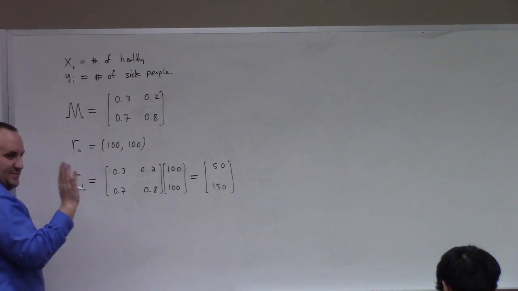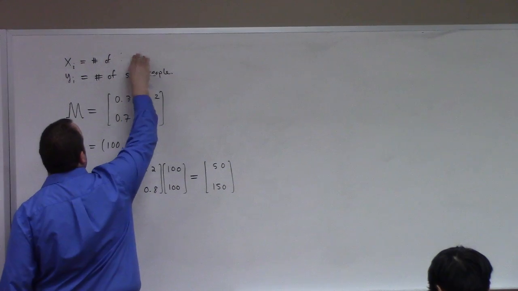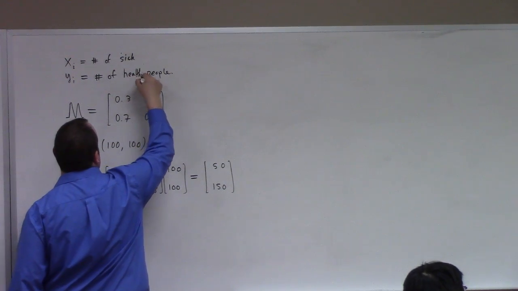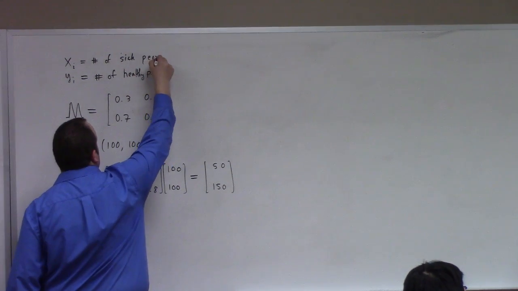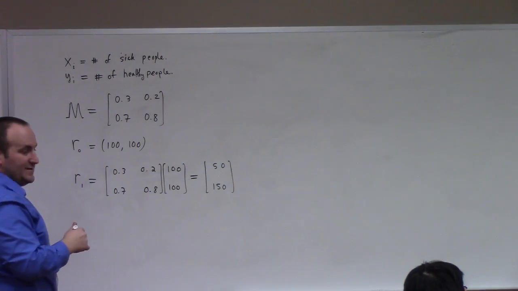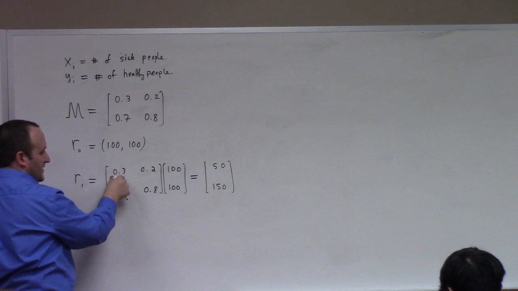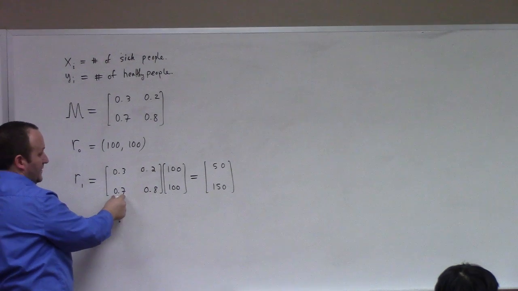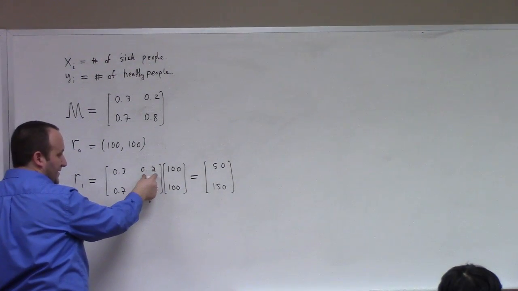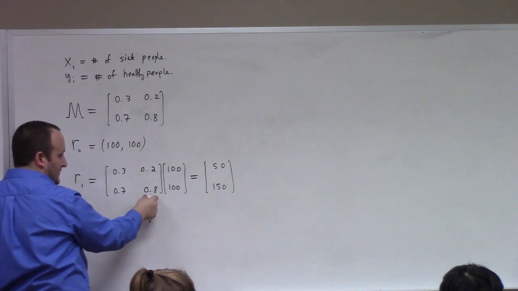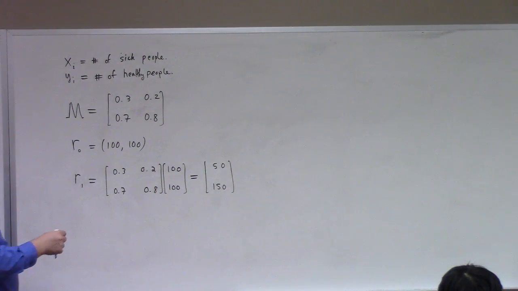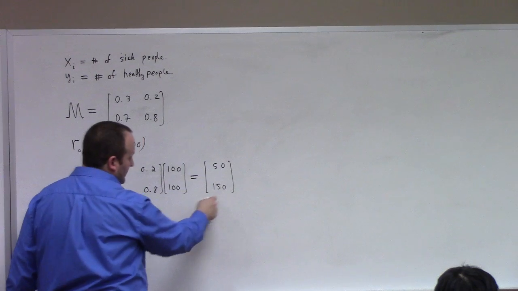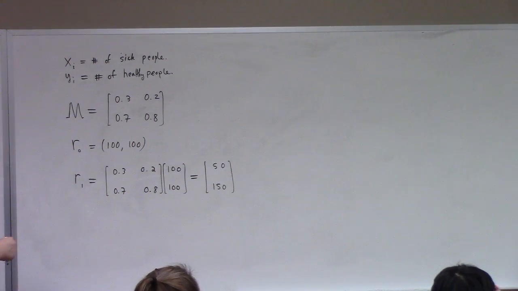Maybe let's make this more interesting. Sick people, healthy people. I think now the setup starts to make more sense, right? Because let's be optimistic. This says that 30% of the sick people stay sick, whereas 70% of them get healthy. And this over here says that 20% of the healthy people get sick, whereas 80% of them stay healthy. So as you can see, we started with 100 sick people, 100 healthy people, and then we get 50 sick people and 150 healthy people.